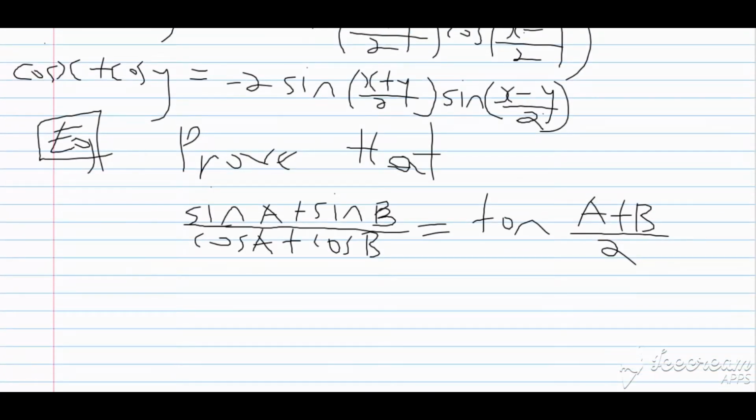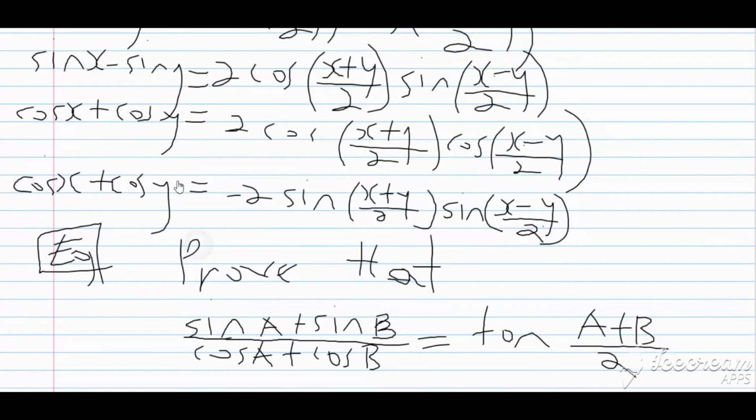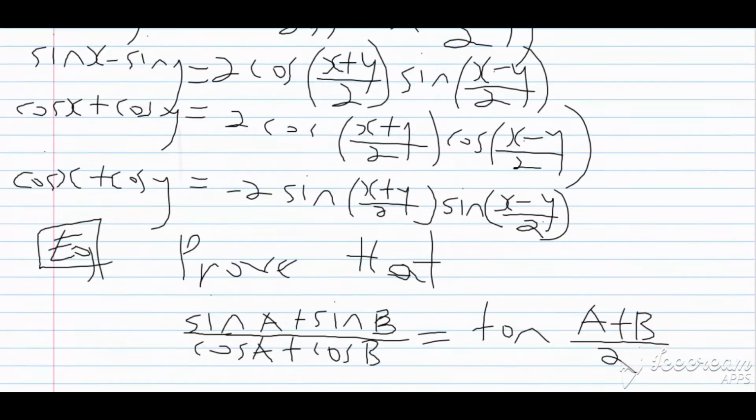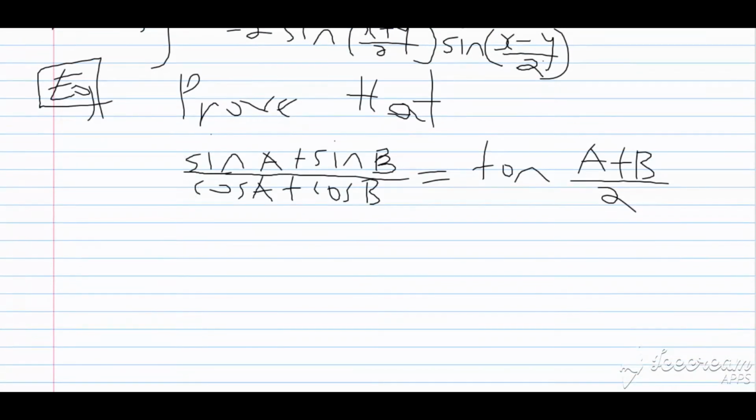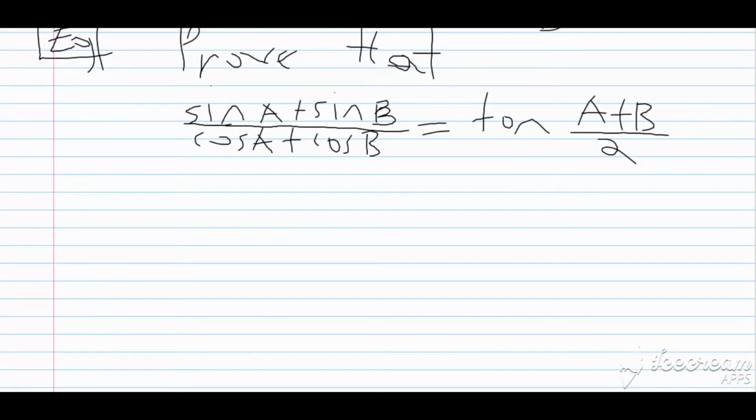It says, prove that the sine of A plus the sine of B over the cosine of A plus the cosine of B is equal to the tangent of (A plus B) over 2. Now, how do I know I'm going to be using the factor formulas? Let us go back up and look at the factor formulas here. If you notice the left-hand side, sine A plus sine B, it matches the factor formula. It's almost as if we are saying sine X plus sine Y. So here we can go right ahead and take the left-hand side.